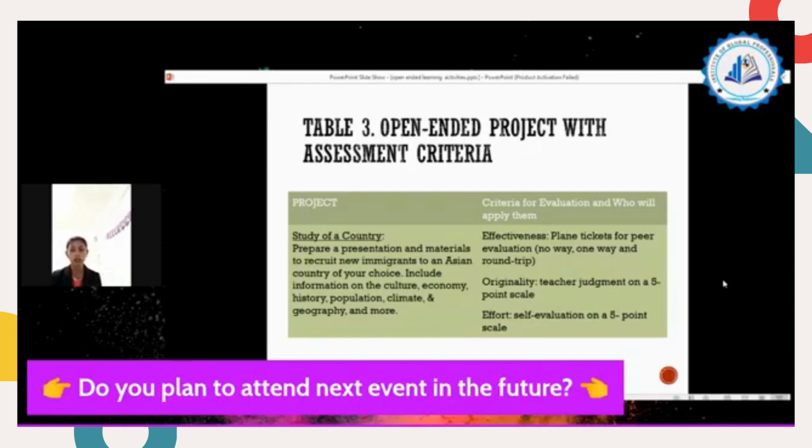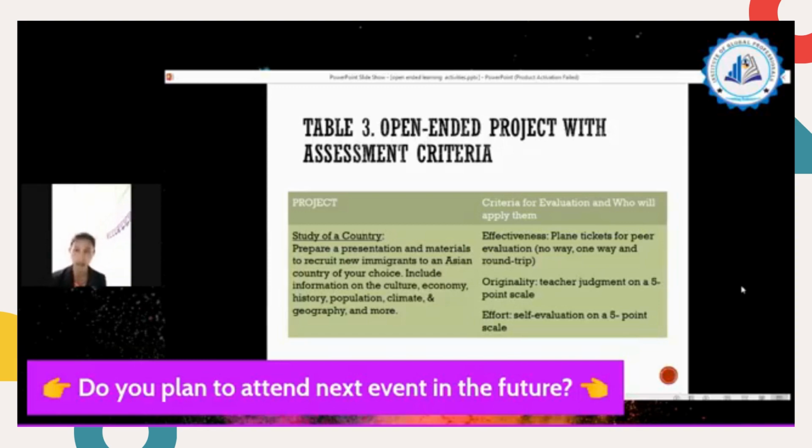criteria? First, the effectiveness. For example, plane tickets for peer evaluation. One way, or round trip ticket, no? So, their creativity on how they're going to present their answers, what materials they're going to use to discuss this immigration, to recruit new immigrants to an Asian country of your choice.